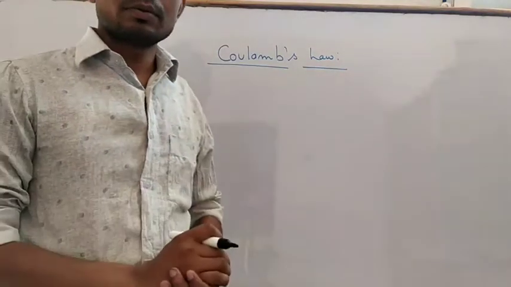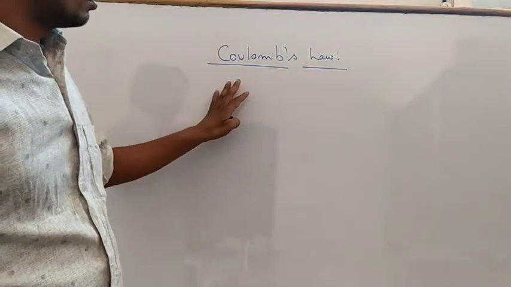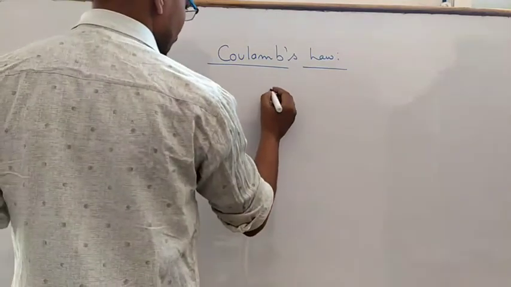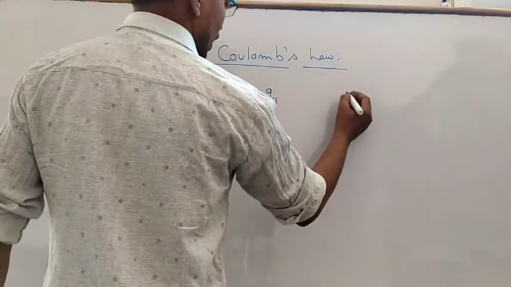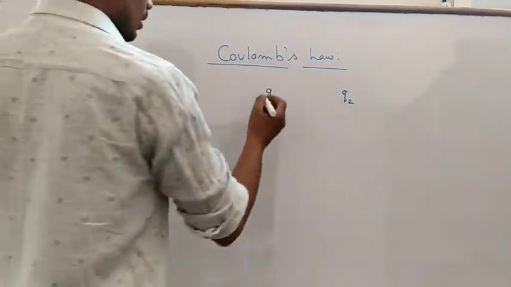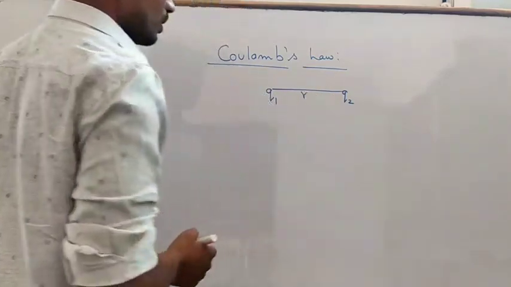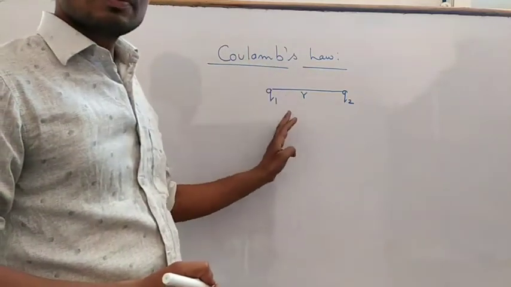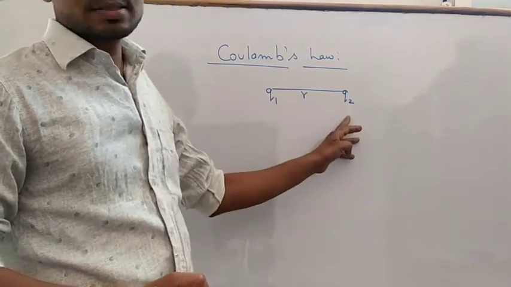Today we are going to discuss Coulomb's law of electrostatics. According to Coulomb's law, suppose two charges are separated by some distance: this is the first charge Q1, and this is the other charge Q2, separated by the distance r. Then the force of attraction or repulsion between these two charges is what?